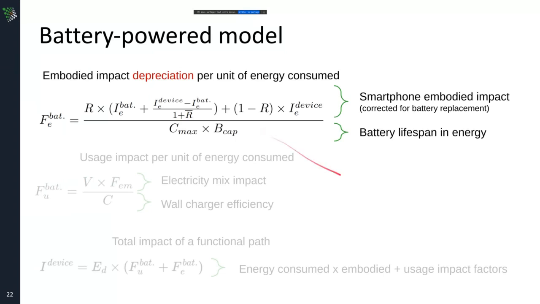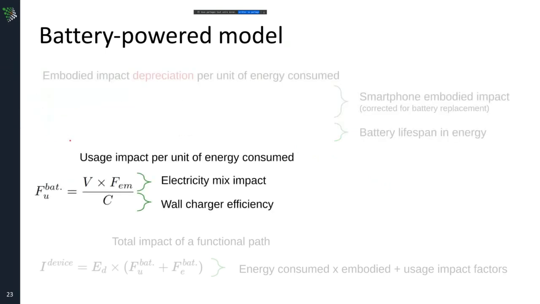Regarding the usage impact, it's quite simple. We just multiply the power draw with the electricity mix impact. And we also account for the efficiency of the wall charger, because if you have an 80% efficiency on your charger, this increases the power draw by 25%. So it's still important to account for that. But again, this gives us a usage impact in terms of energy. So both of these impact factors are using the same scale.